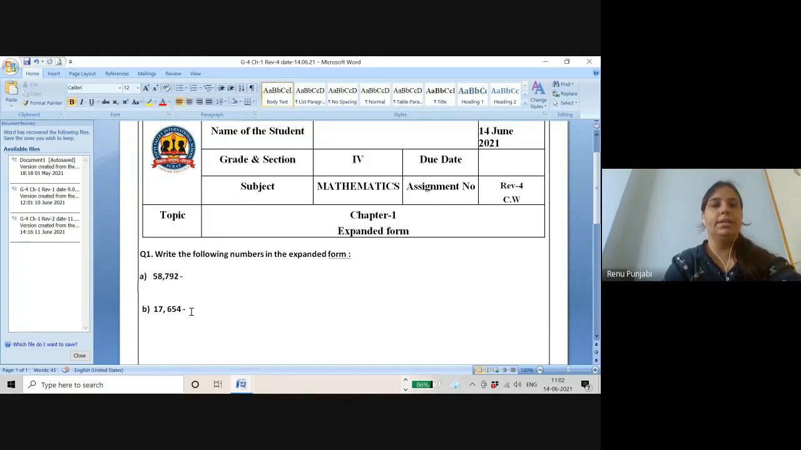Two numbers are given here. I will call the child's name, and only that child will answer me. By that time, please write it in your notebooks and I will call you afterwards. Write in your notebooks along with me what is given here. Then we will check the answers. The first sum, I will tell you how to do it. The rest of the sums, you will do on your own.